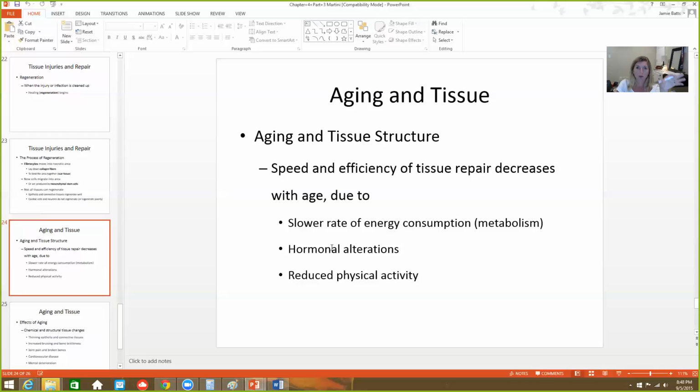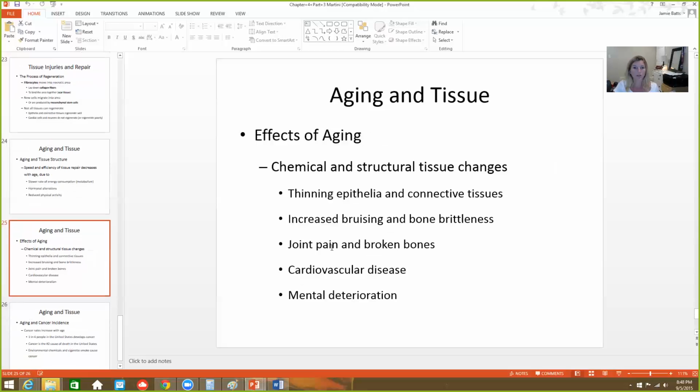So as we get older, everything slows down, as most of us have figured out at this point. The speed and efficiency that our tissue can repair itself, slowing way down. Hormones slow way down. The tissue is not going to respond as easily to the hormones, so it's not going to repair as easily either. Reduced physical activity is going to play a role also, because the less you exercise, the less your blood flows, the less oxygen you have, the less metabolism, and it's kind of a never-ending spiral there. So make sure you keep exercising as you get older.